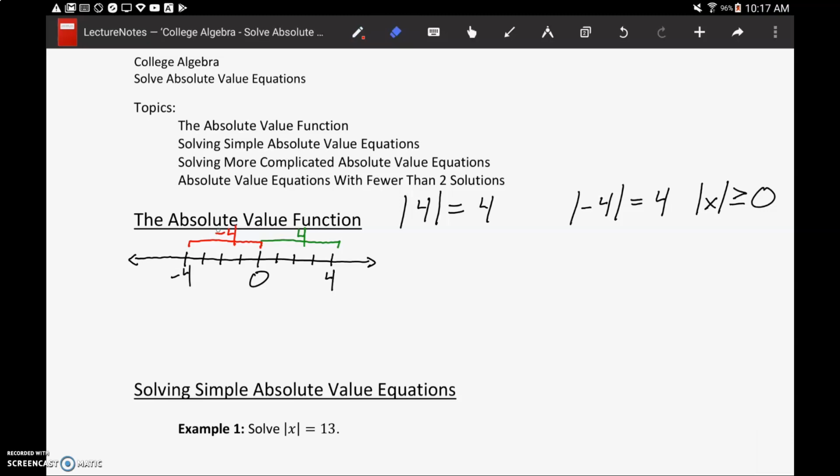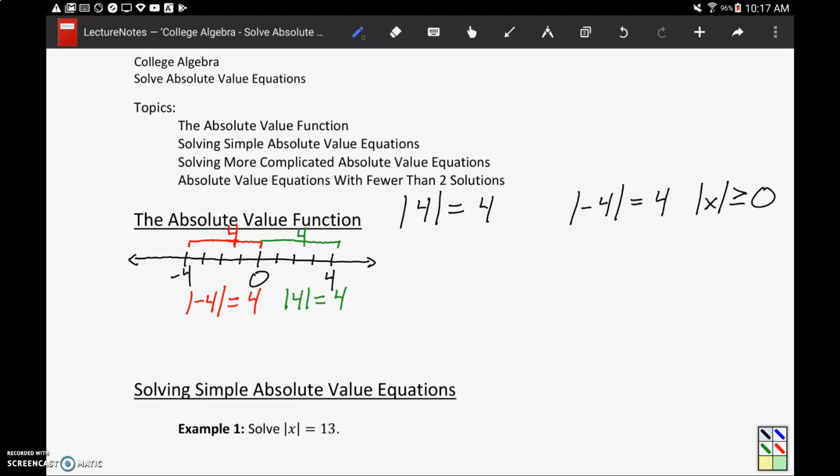Actually, let me go back. I wrote a -4 there, but only wanted to write a 4. So -4 is to the left of 0, so in the negative direction, but it's still only 4 units away from 0. So that's where we get this idea that the absolute value of -4 is equal to +4, because its distance away from 0 is 4 units. Exactly like +4 is exactly 4 units away from 0.